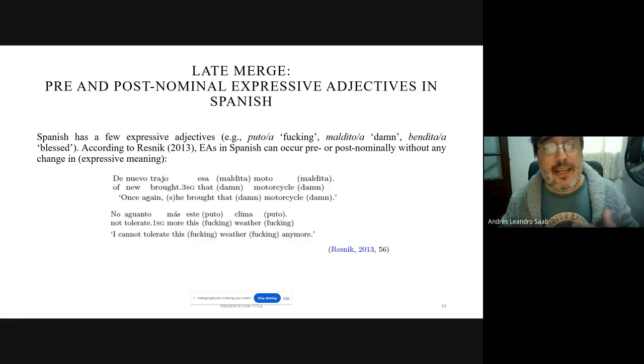This is what Gabriela Resnick says in a paper in 2013. So she put this type of examples. For instance, de nuevo trajo esa maldita moto, de nuevo trajo esa moto maldita. Once again, she brought that damn motorcycle. Once again, she brought that motorcycle damn. Okay, this is literal Spanish.